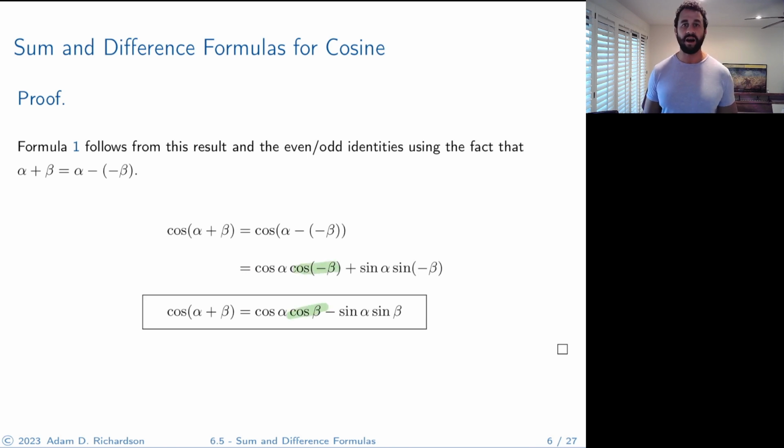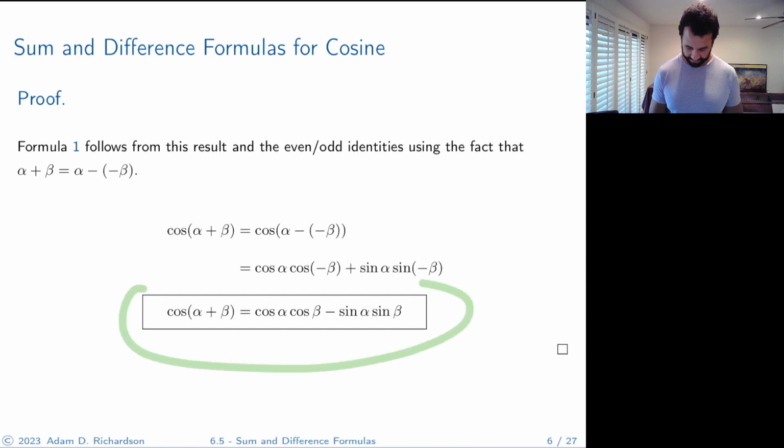And then sine is an odd function, so sine of negative beta is negative sine of beta. And then from that, we get the angle sum identity for cosine. There it is. Woohoo! And that's the end of the proof. So now we've got an angle sum identity for cosine. We've got an angle difference identity for cosine. Let's just use it and see how we can use it.